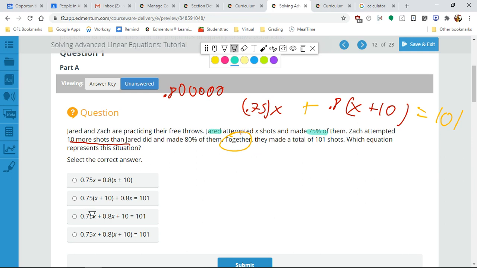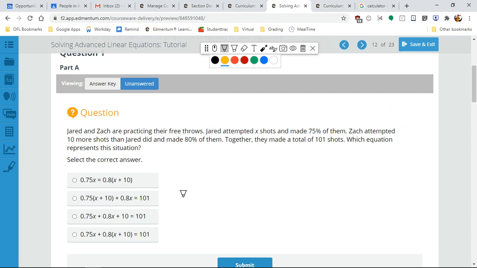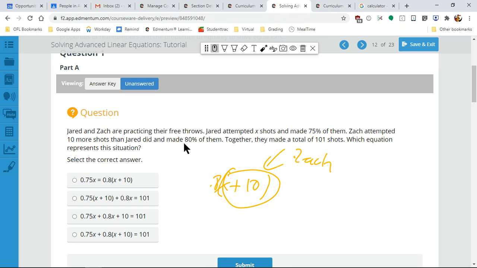So here we have everything for Jared correct, but this doesn't make any sense. You're not going to say he only took X shots and every shot after that he made. This is how many shots he took, and it's 80% accurate. That's why this one's wrong: it's only multiplying by the X, but it's 80% accuracy out of Zach's shots, not Jared's. So this X plus 10 represents Zach's shots. So our answer is this one.